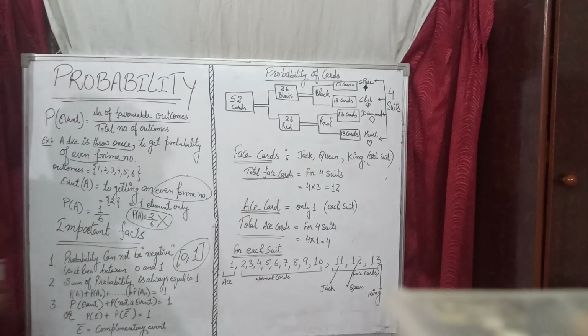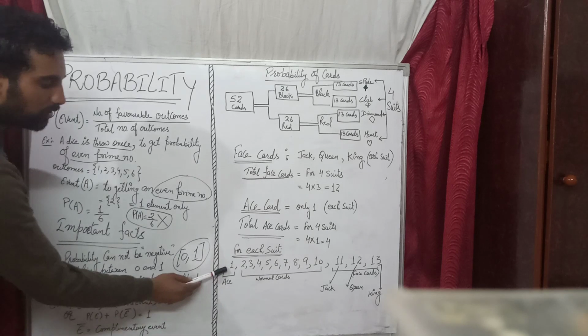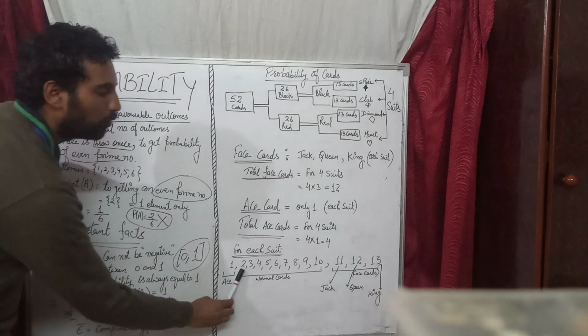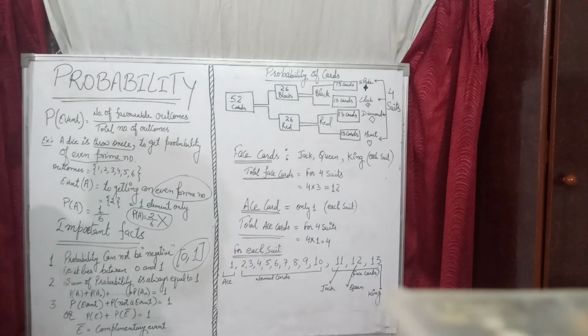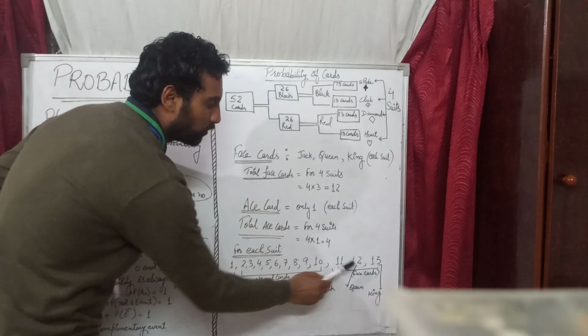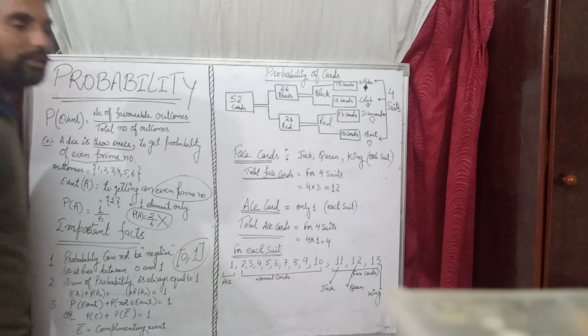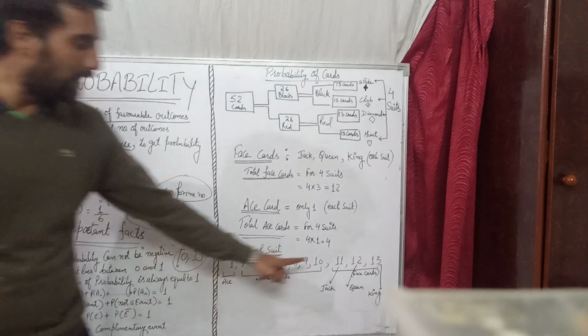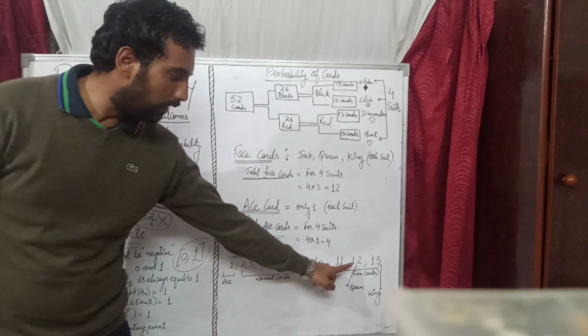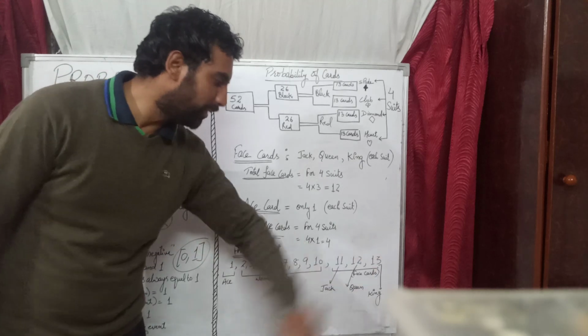Now here I just show you how you can understand these cards. 1 2 3 4 5 6 7 8 9 10 11 12 13. I just mentioned it here. The very first card is known as ace. From 2 to 10 they are normal cards. 11, 12 and 13 are the face cards. The 11 is called jack, the 12 is called queen, and the 13 is called king.